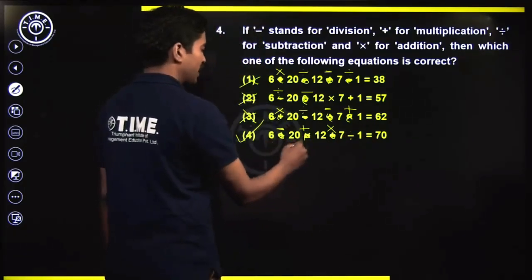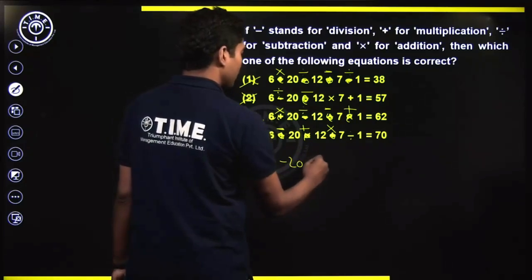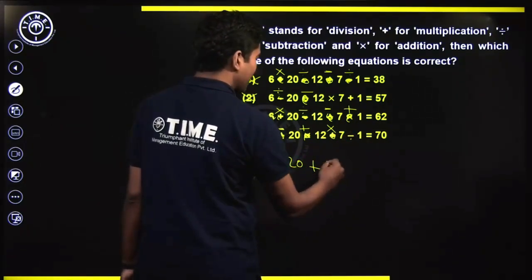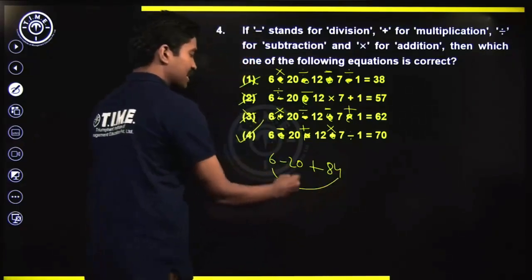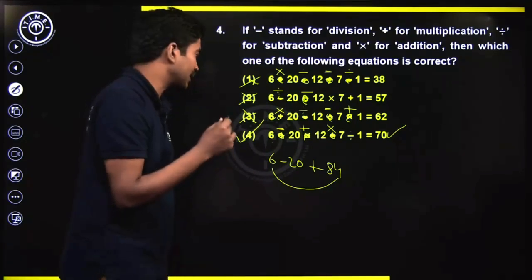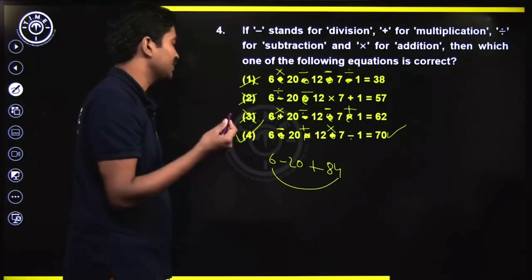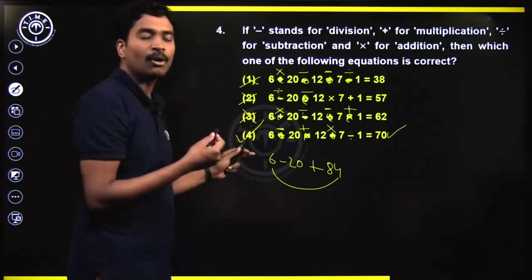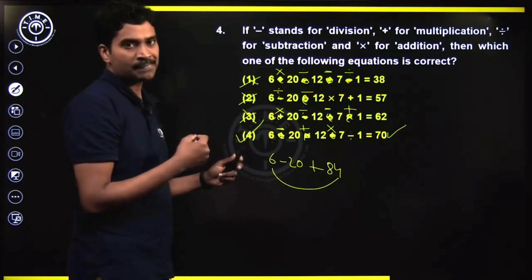So what do we have? 6 minus 20 plus 12 into 7 divided by 1 is 7, 12 into 7 is 84, 6 plus 84 is 90, 90 minus 20 is 70. This is just out of curiosity. In the exam, this is not worth actually solving. Since we have eliminated options 1, 2 and 3, option 4 is by default our answer.